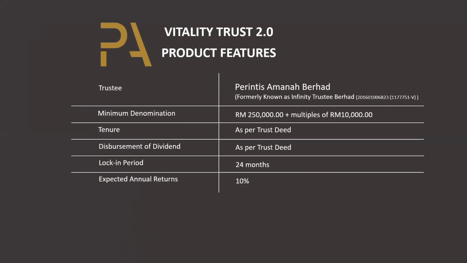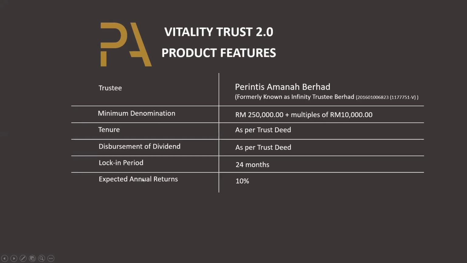So, Vitality Trust 2.0 product features. The trustee is Perintis Amanah Berhad, formerly known as Infinity Trustee Berhad. The minimum to start is 250,000 ringgit, and the increment is multiples of 10,000, which means 250,000, 260,000, 270,000, 280,000, and so on.